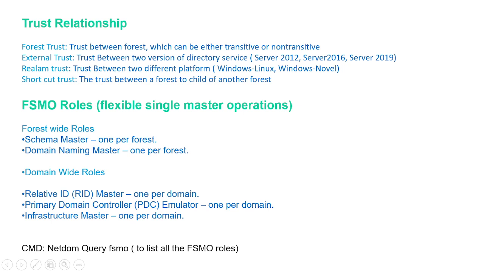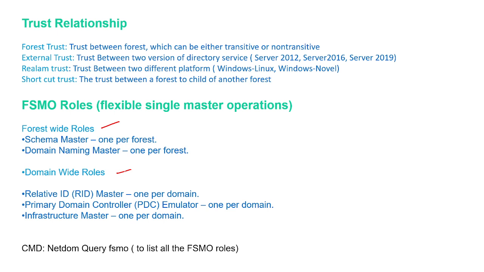There are five FSMO roles in each domain. When you create an Active Directory domain controller, by default there will be five FSMO roles created. And two types are there. Two are forest-wide roles, and another three are domain-wide roles. The forest-wide roles mean there will be only one such role for the entire forest. So if I consider Tata.com, there are five FSMO roles, and two will be the schema master and the domain naming master, which will be there in the Tata.com domain only.